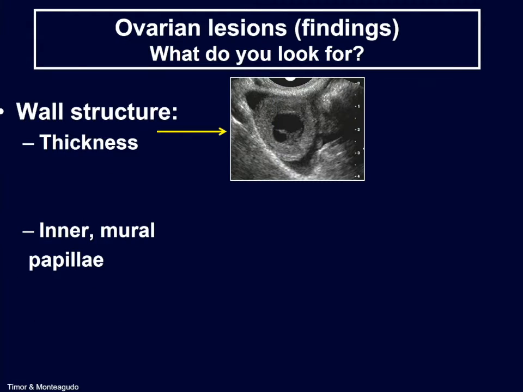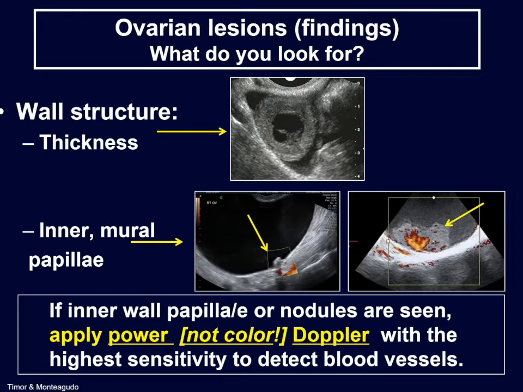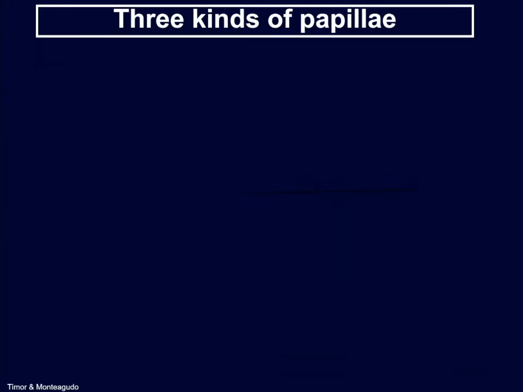Look also at the wall structure. Is it thick? Is it thin? Does it have inner mural papillae or blood vessels in them, as depicted by the arrows in the two lower pictures? If you see inner wall papillae or nodules, apply power, and I say again power, not color Doppler, because power Doppler is more sensitive, with the highest possible sensitivity to detect even the smallest blood vessels.